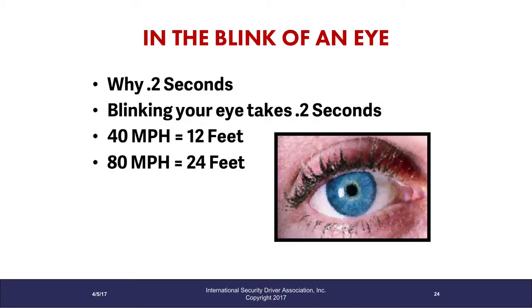Why 0.2 of a second? Because that's how long it takes you to blink your eye. So, mathematically, we can say that traveling 40 miles per hour in the blink of an eye, you travel 12 feet. We can also say that at 80 miles per hour, in the blink of an eye, you travel 24 feet.